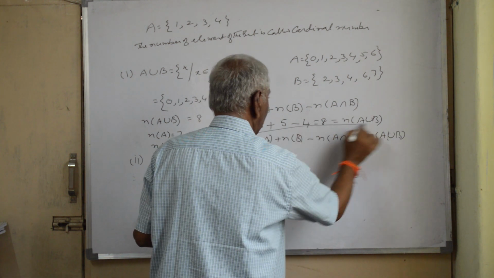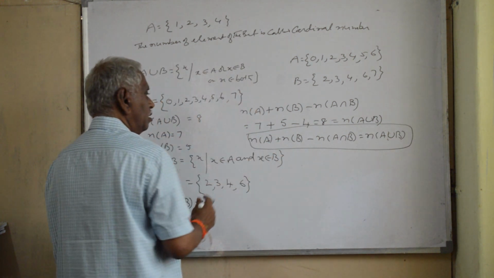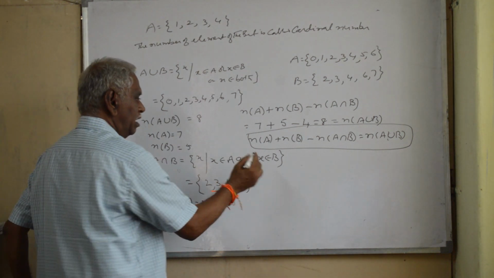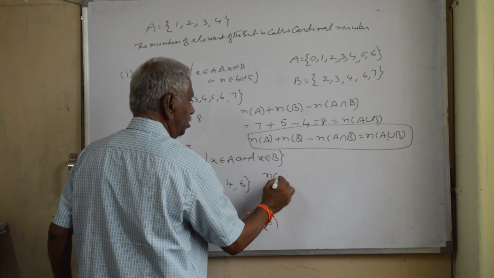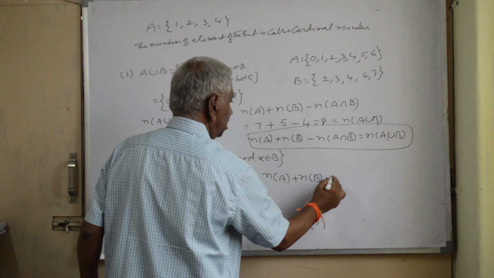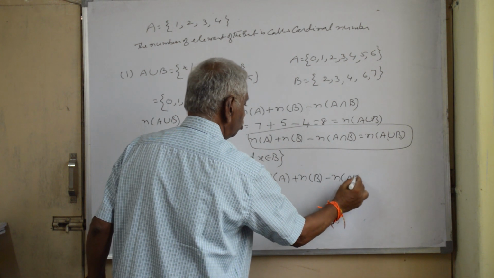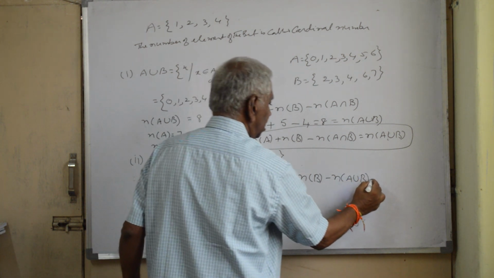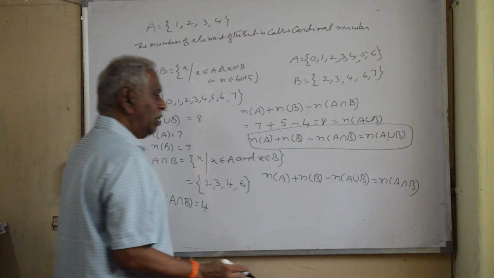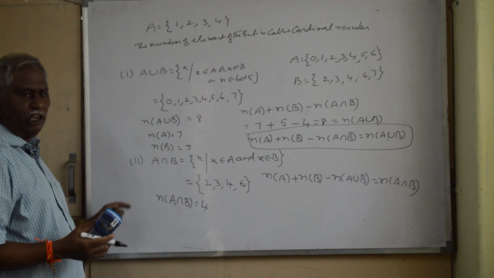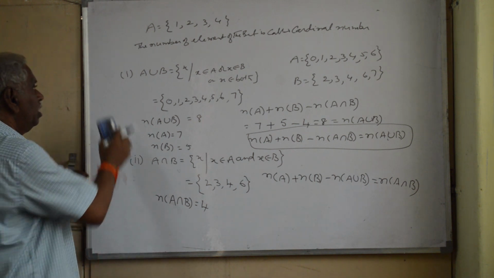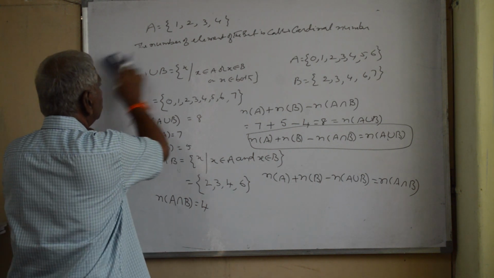So we can calculate n of A union B from these two. And we can also write another equation: n of A plus n of B minus n of A union B is equal to n of A intersection B. This is another formula. By using this formula, we can find n of A union B and n of A intersection B and all these things. So let us consider some more problems here.